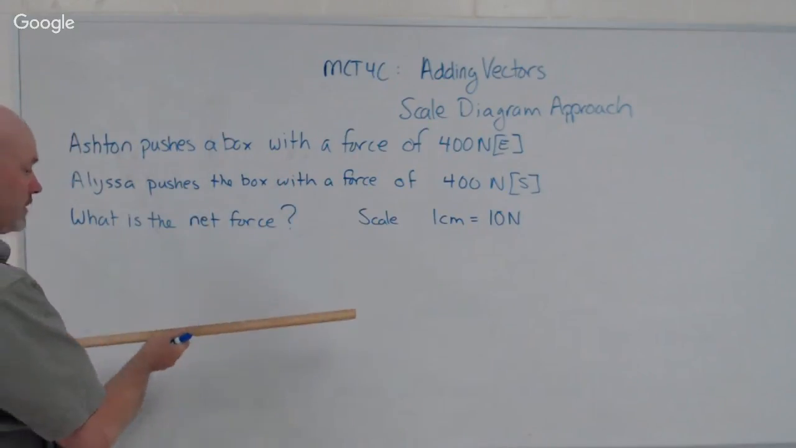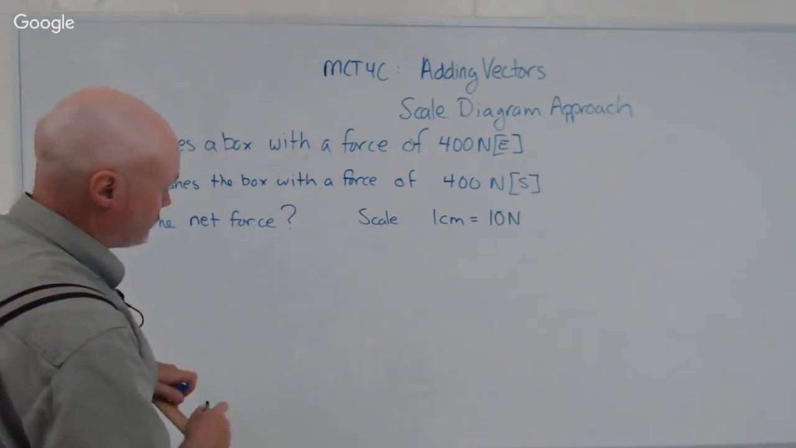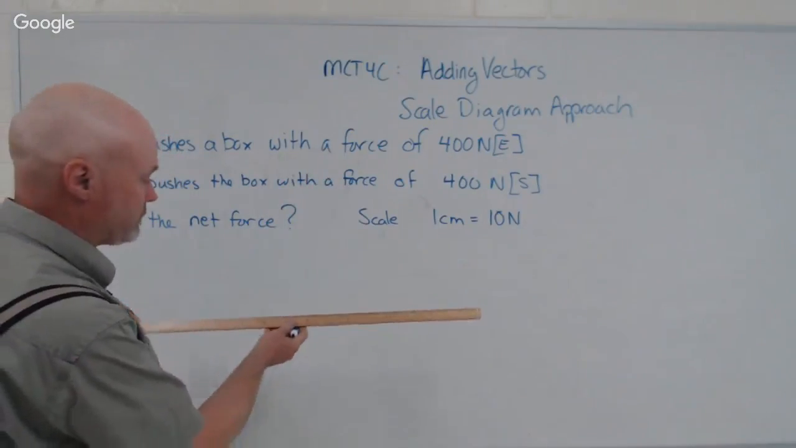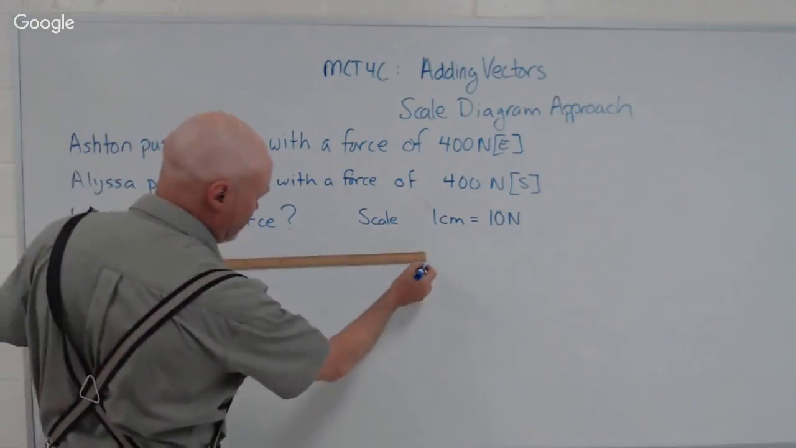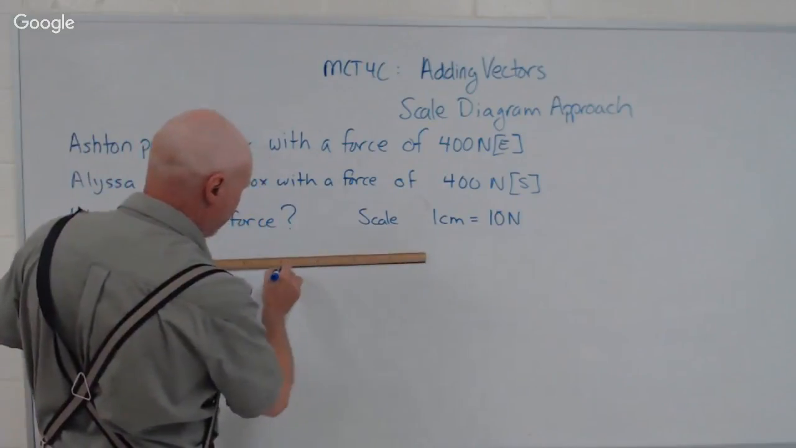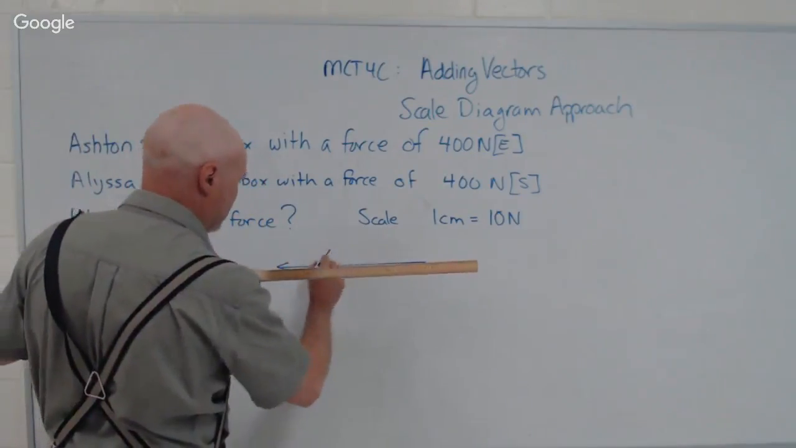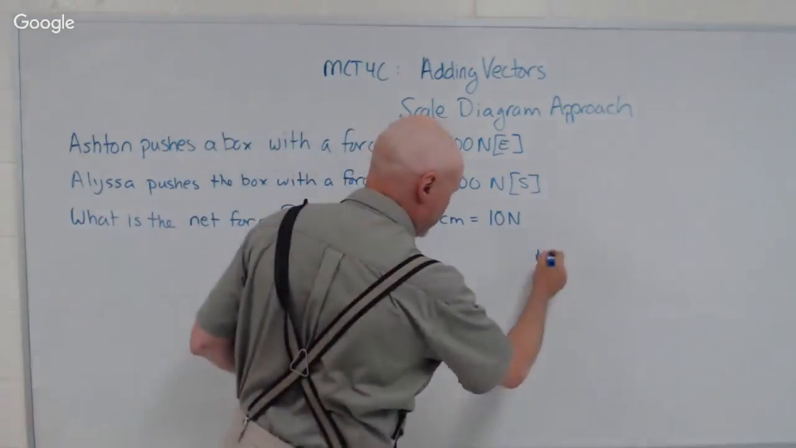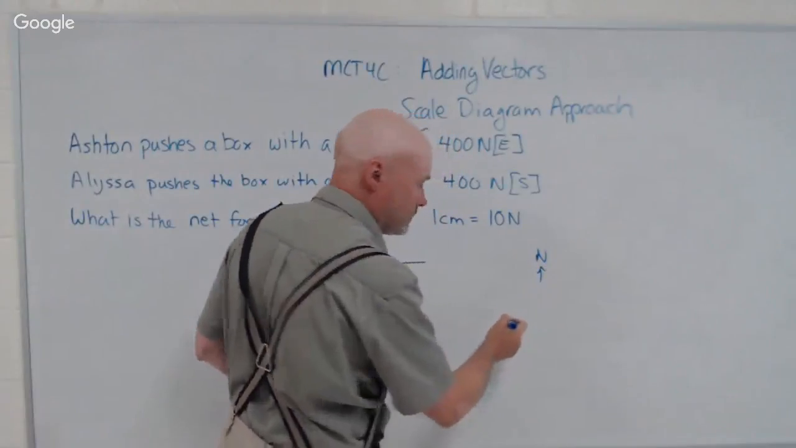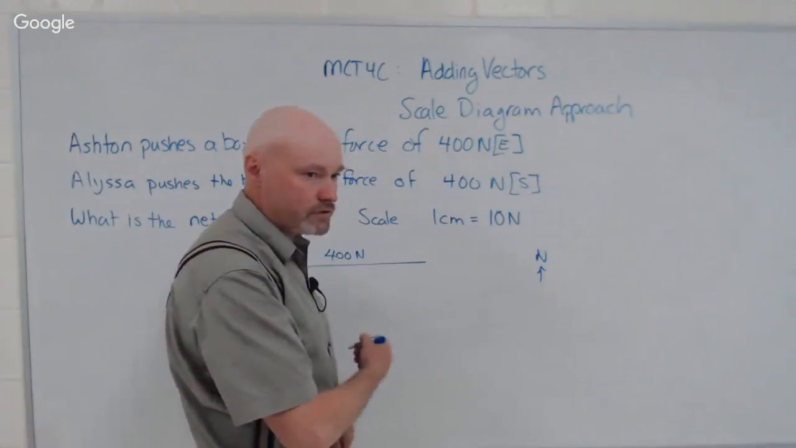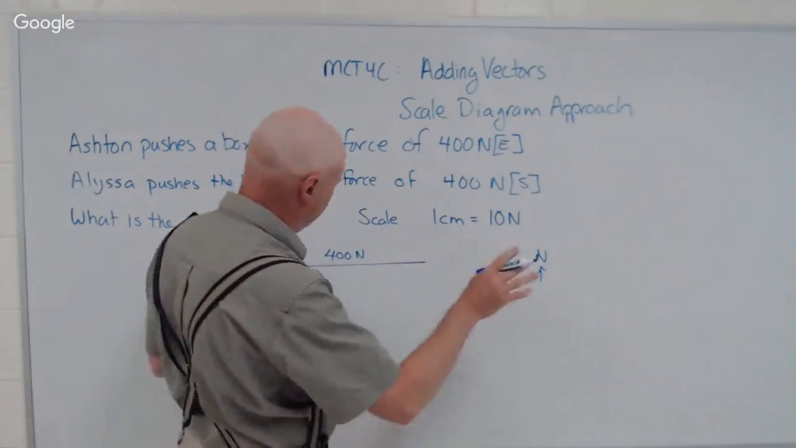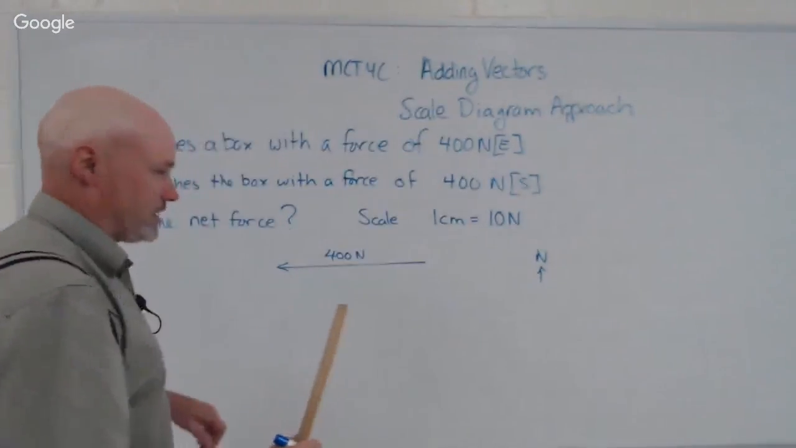He is pushing with 400 newtons to the east. And so I don't have the benefit of grid paper, but knowing my scale, I'm going to make the vector that represents Ashton's force. There we go. Normally, we say north is up. Uh-oh, I'm pushing west. Ashton's pushing west. Yeah, that's right. He's going east. Okay.